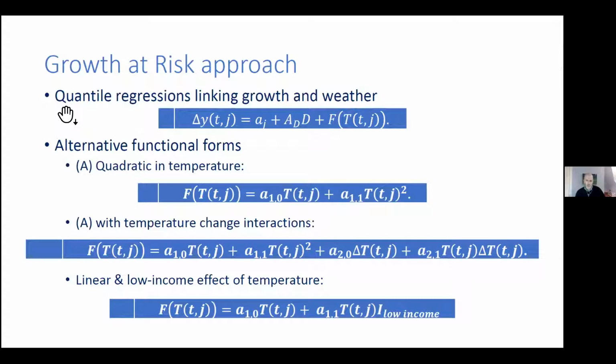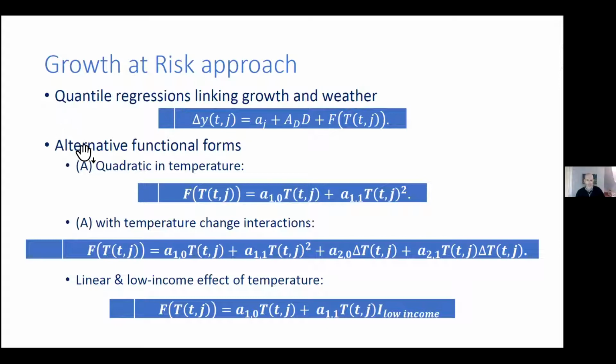The regression regresses the year-to-year change in GDP in a given country, J, on country fixed effects, a set of time and region fixed effects, or time trends, in order to extract other factors that may be influencing growth, and then various functions of temperature. And the literature has explored a variety of different functional forms for temperature.